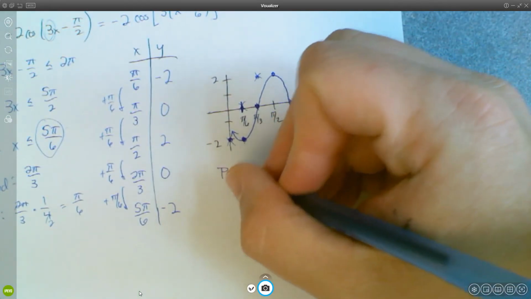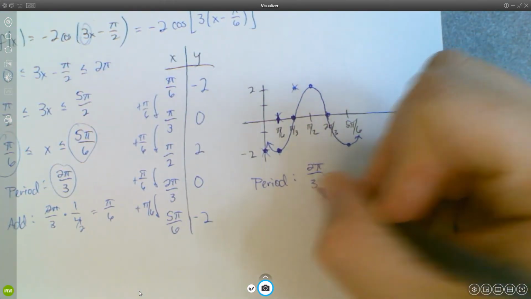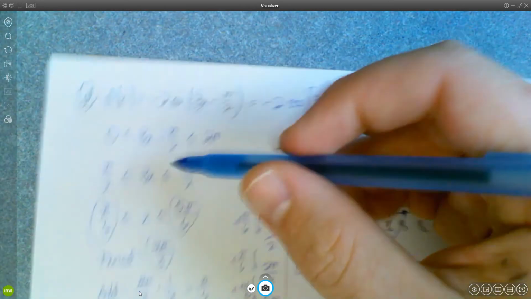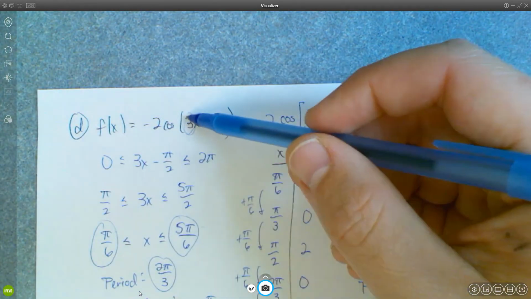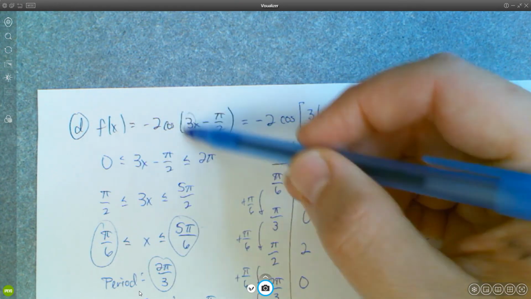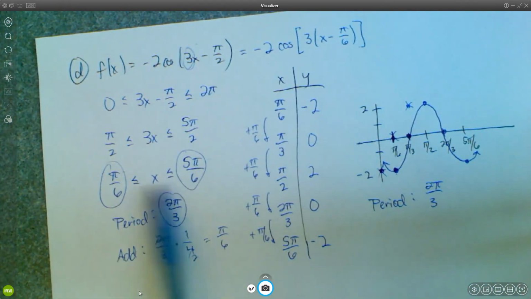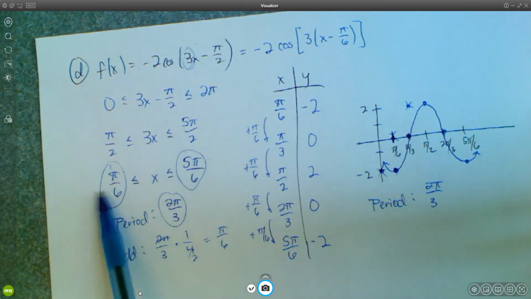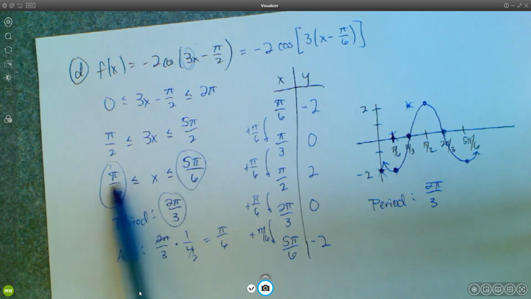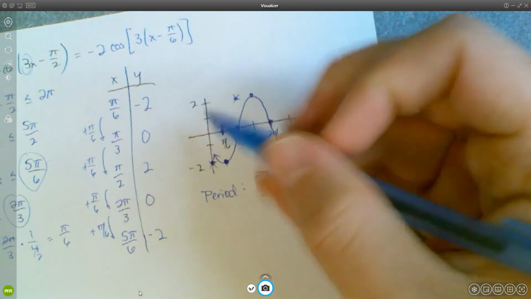But anyway, the period on this one was 2 pi over 3. You can see that in a couple of ways. You can either see it by saying, well, the period of cosine is usually 2 pi, so since I'm multiplying by 3 here, the period is going to be 2 pi divided by 3. That's one way to see the period. The other way is to use what you did here, do 5 pi over 6 minus pi over 6. That's 4 pi over 6, which is the same as 2 pi over 3, right? But anyway, so the period is 2 pi over 3.